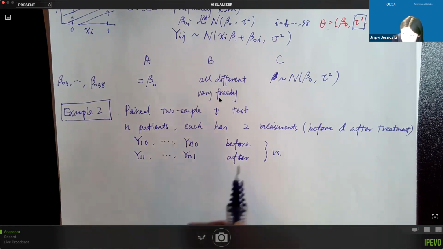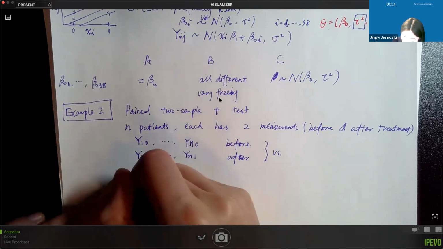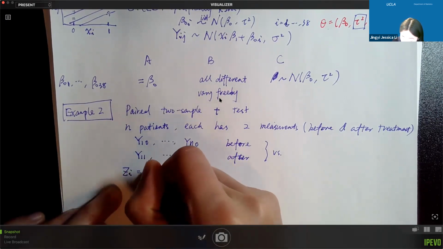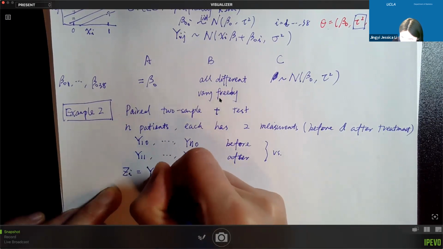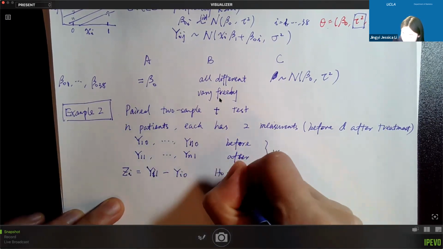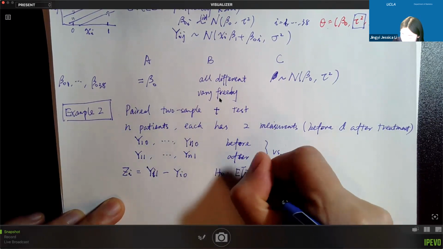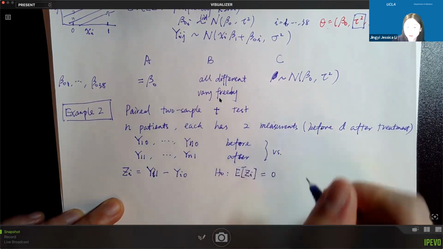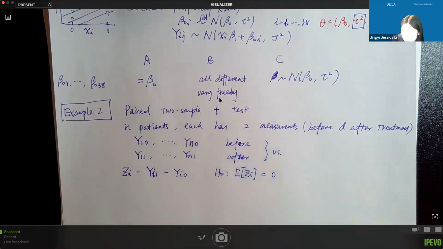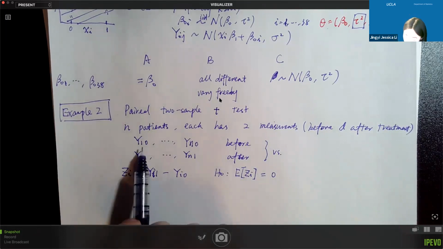So let's say we just take zi as the difference of yi1 minus yi0. We do this, and then our null hypothesis would be whether the expectation of zi is equal to 0 for all the i's. Okay, so that's what we want to test. But here the key thing to bear in mind is that if you think of this as a linear model, then you can always think of it as our setting.